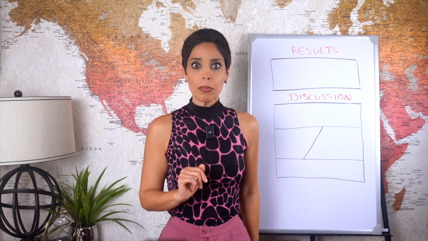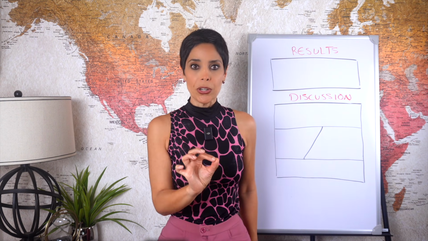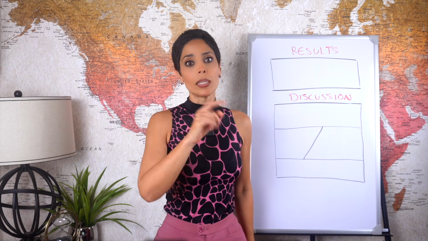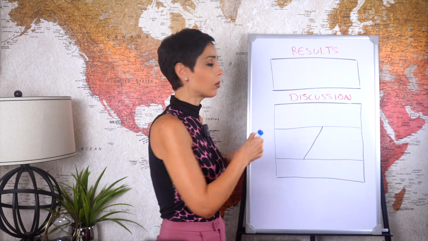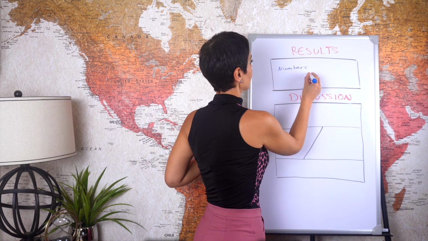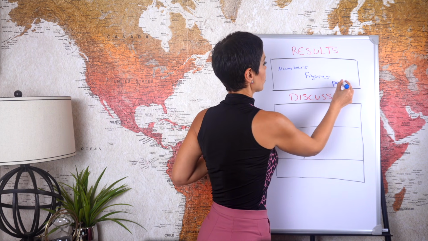So the workflow is simple. You prepare your figures and tables first. That's the backbone of your article. And then you walk through them one by one, carefully reporting what you see. This is your result. Numbers, figures, percentages.